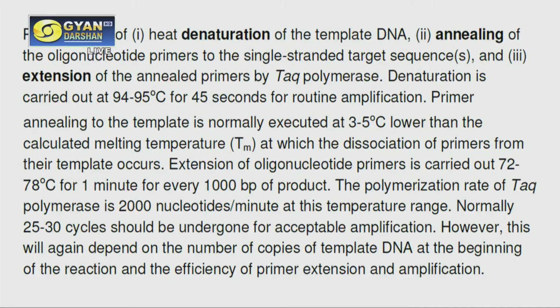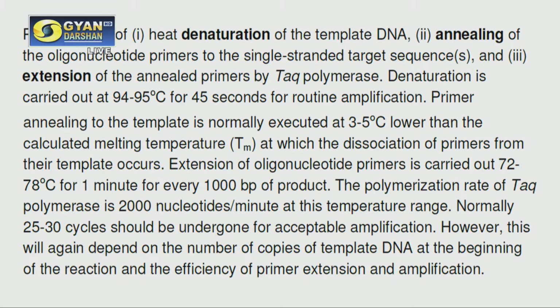Then second step is annealing. What is annealing? Annealing means now the oligonucleotide primers will anneal to the single-stranded target sequences. Third, extension of the annealed primers by Taq polymerase. That means now the extension is occurring. So denaturation, annealing and extension. How do you carry out denaturation? High temperature, 94 to 95 degrees centigrade for 45 seconds. Sometimes it might be extended to 1 minute also.